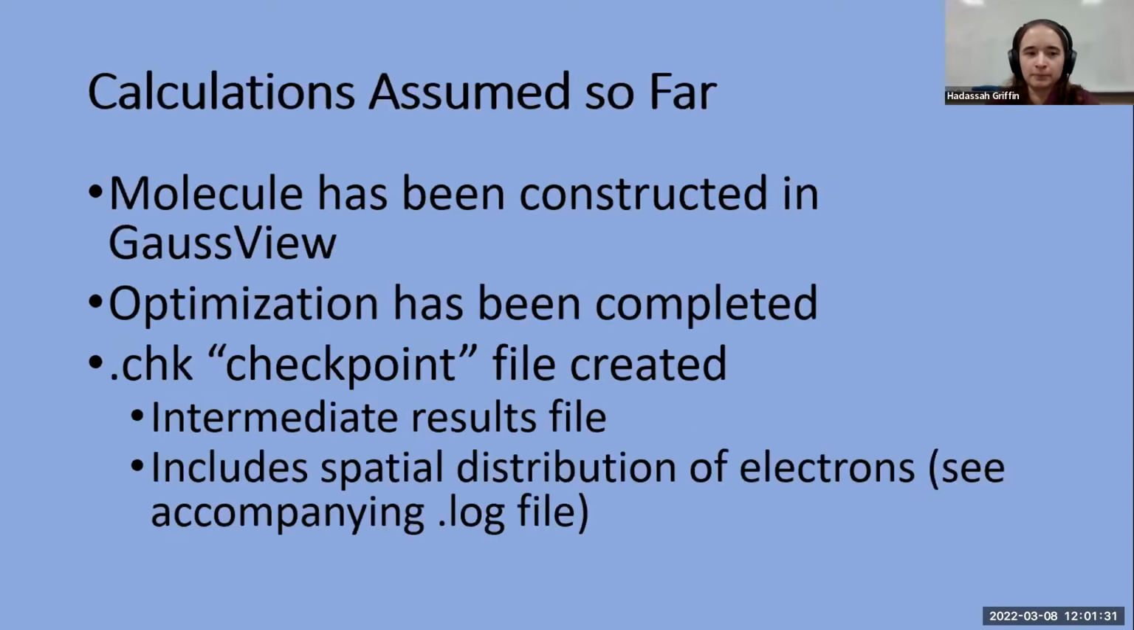For this presentation, I'm assuming we've already constructed a molecule in GaussView. An optimization has been completed. We have a .chk file, which is in our GaussView. It's an intermediate result file, and it includes the spatial distribution of electrons, which, as has been shown in other presentations, you can see in a .log file.